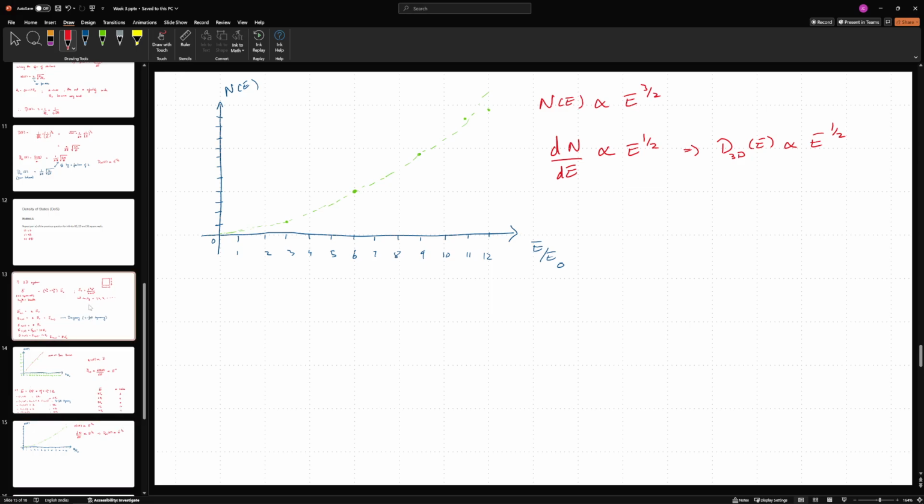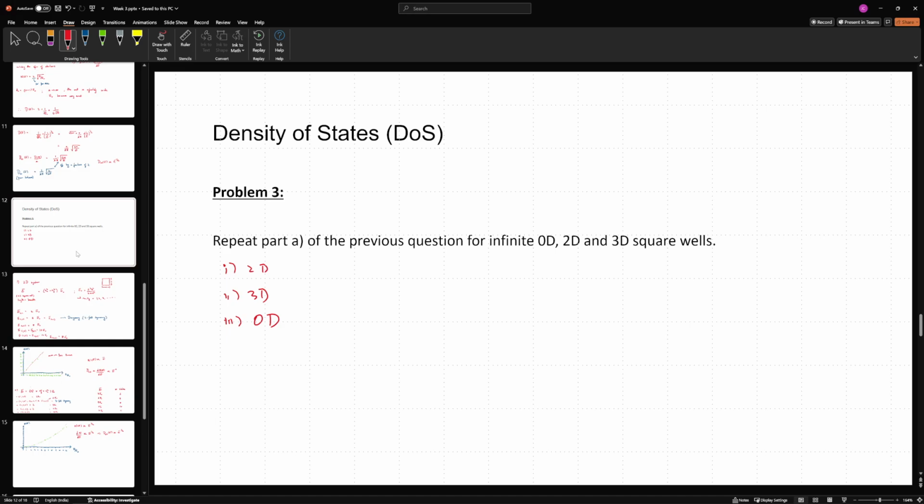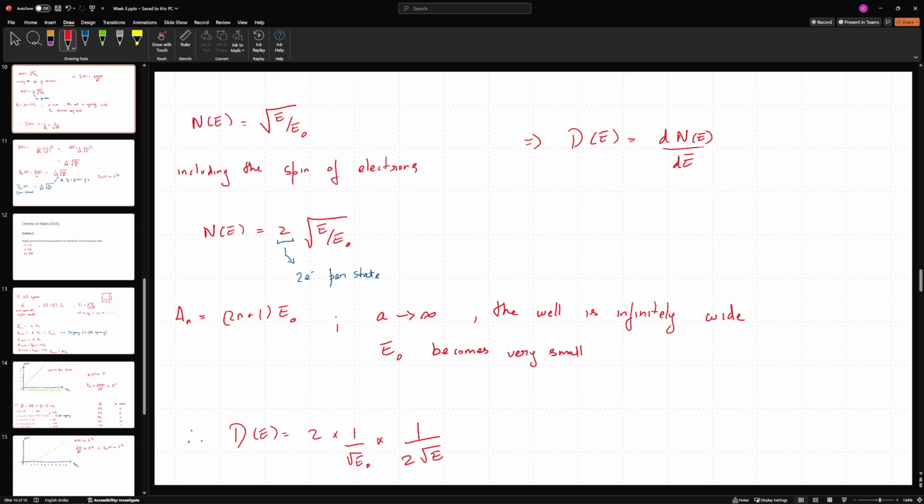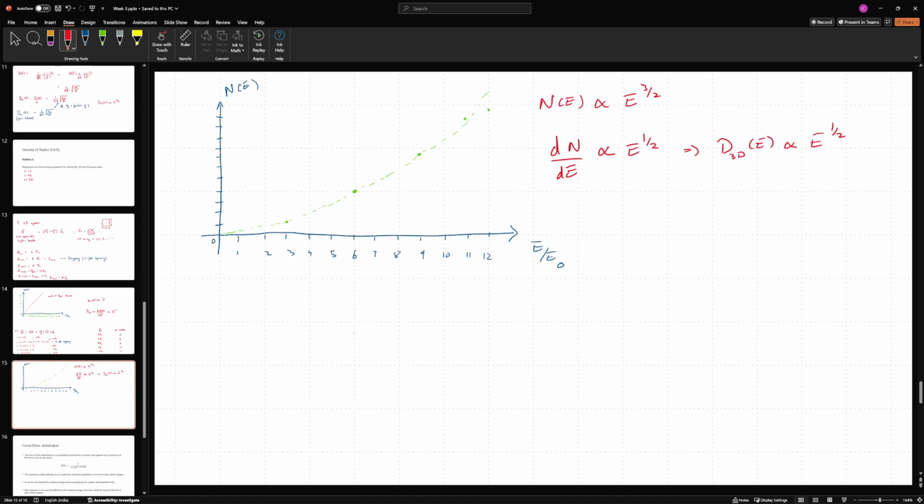And you can actually look at what's happening here. N of E was depending on square root of E. If I increase one more dimension, I add another square root of E, so it becomes E to the power 1. If I add one more dimension, it becomes E to the power 3 by 2, one more square root of E. And when I take the derivatives, the appropriate results start emerging. So these energy dependences of the density of states are not some magical quantity.